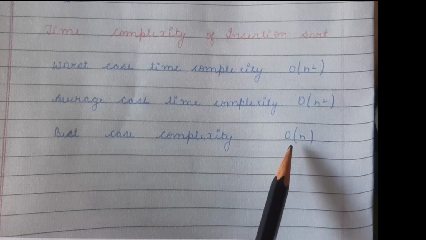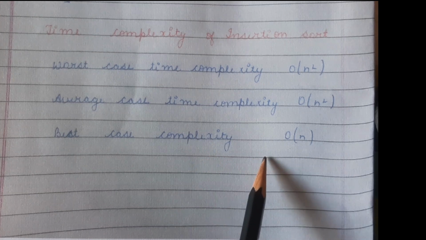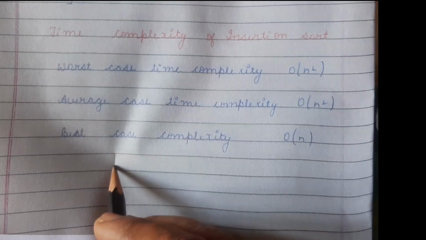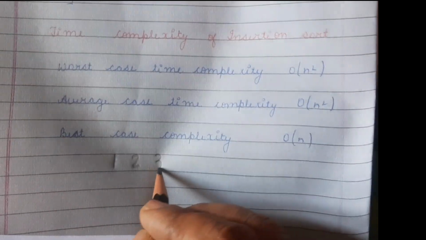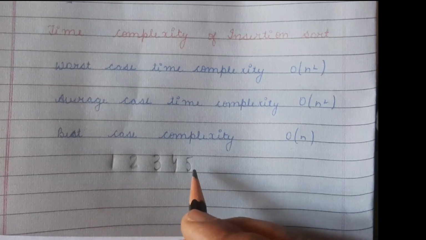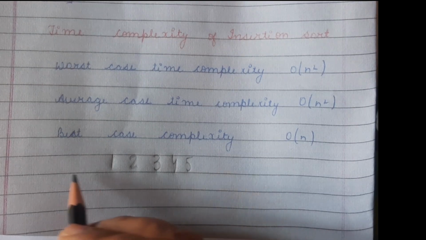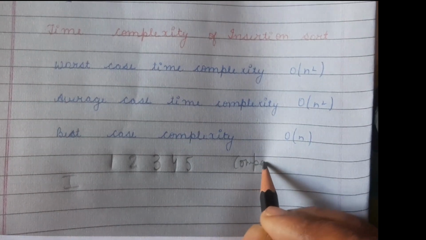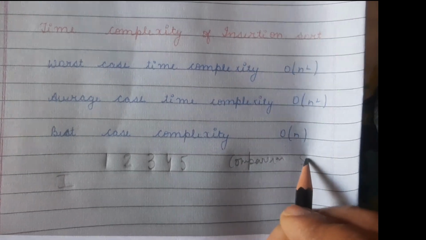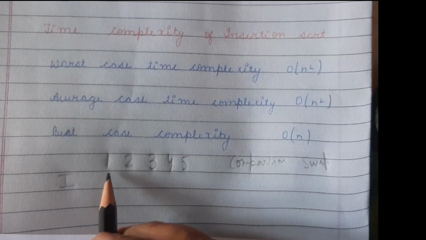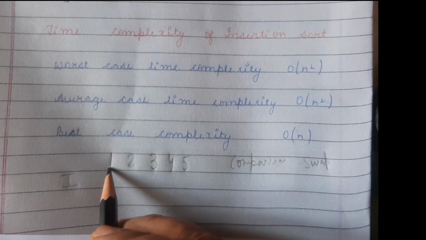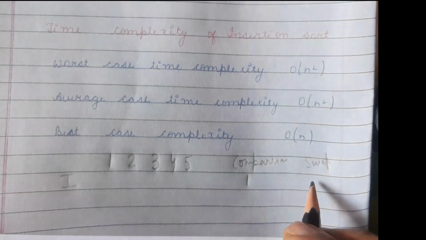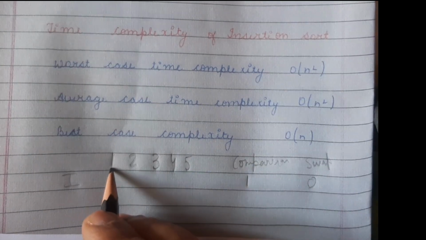Now we discuss how the best case complexity is big O of n. The best case happens when all elements are in a sorted list. So suppose we have the elements 1 2 3 4 5. In the first pass we discuss how many comparisons and how many swaps we performed. In the first pass, 2 is compared with 1, so 1 comparison. And how many swaps? 0 swaps, because swapping is not required.